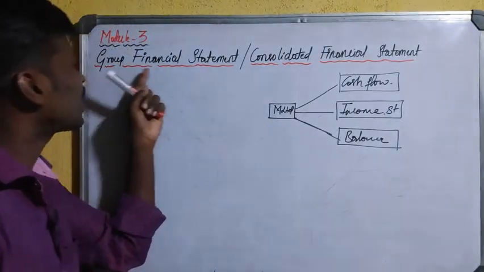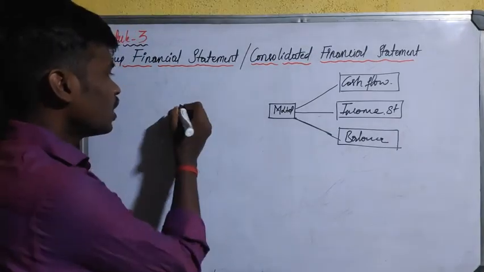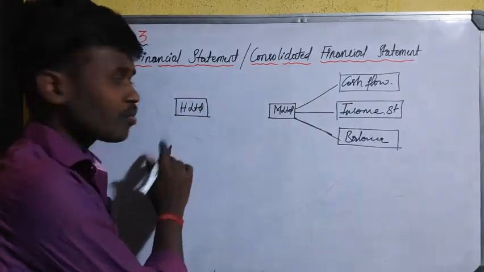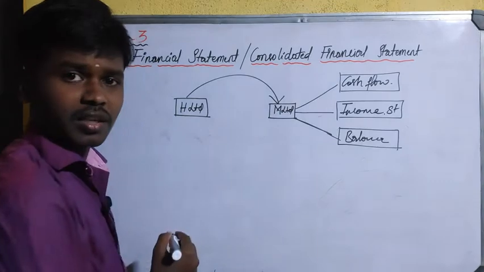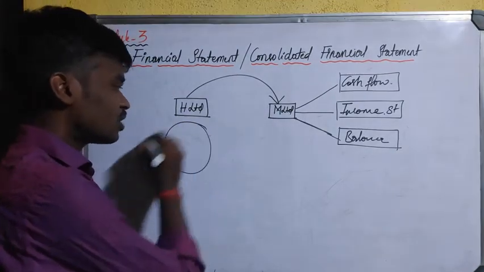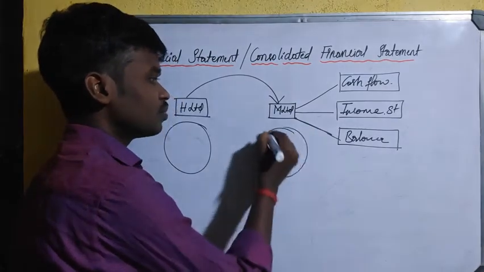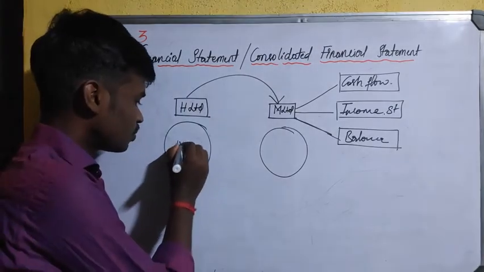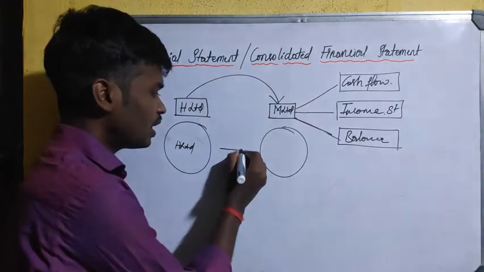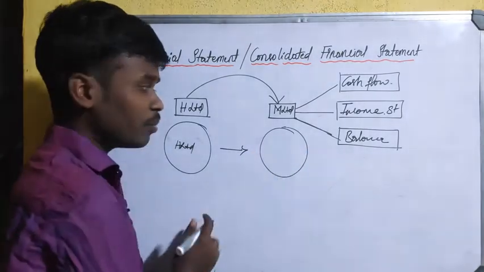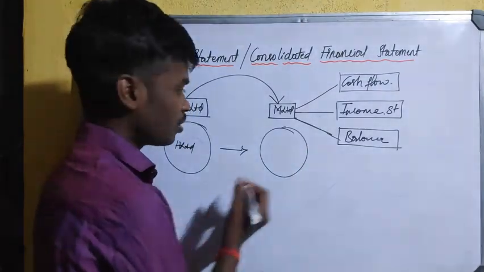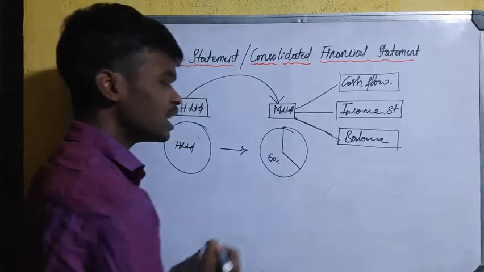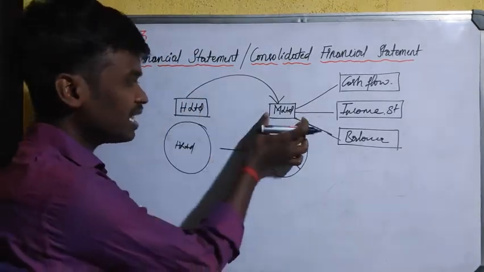Then what is group financial statement? For example, assume H Limited decided to invest in M Limited. Assume this is H Limited and this is M Limited. H Limited will invest in M Limited more than 50%. More than 50% in the sense, assume 60% investment. So H Limited in M Limited.